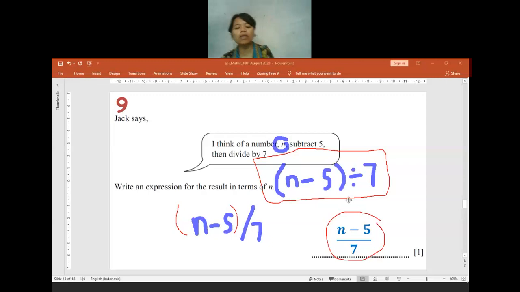Okay, is there anyone having any question or get confused? Without bracket means your answer is wrong. Is there anyone having any question? No? Okay, if you have no question, let us move to the next question.